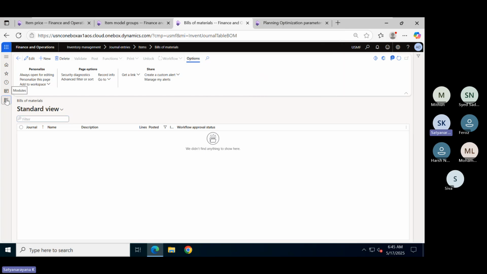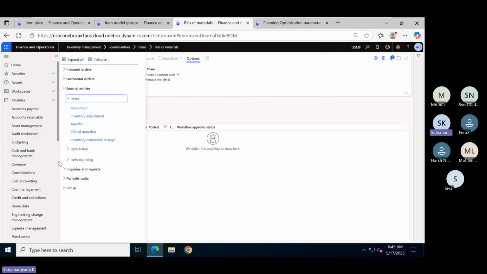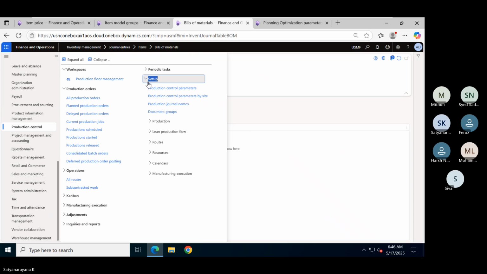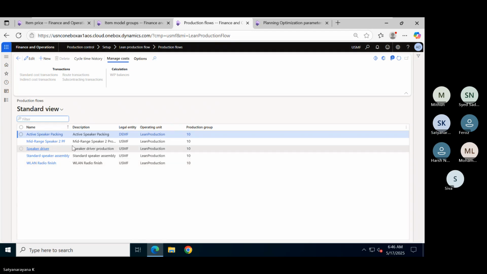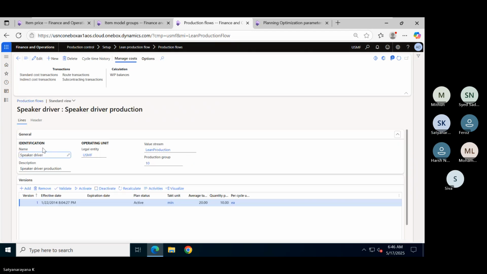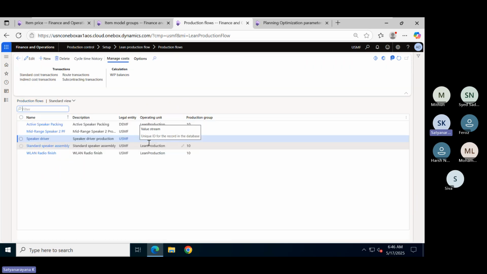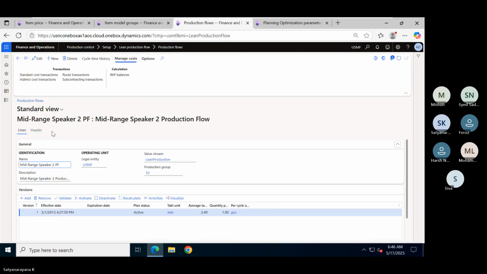So if I go to production flow, one simple production flow, production control, setup. Okay, here production flows. So here you can see like this. One minute, let me show something.